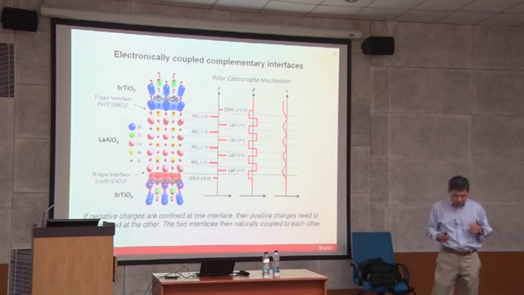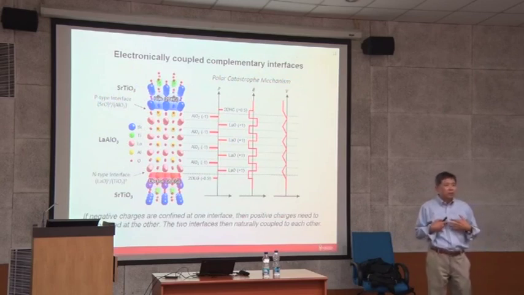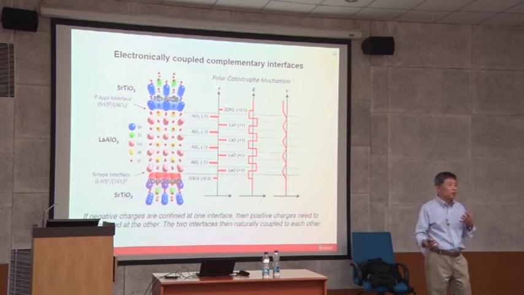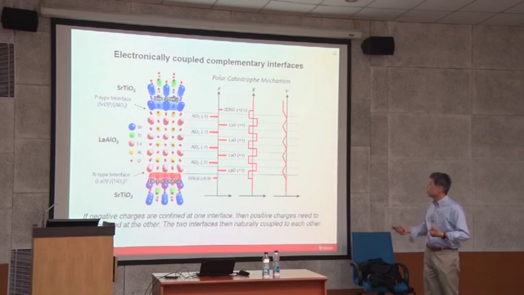So what we did here is a different approach. Let's use this rather than depositing one monolayer, and nature controls this. Okay, nature can control it, then you don't have to worry about one monolayer or which termination. So let's look at the sequence here.